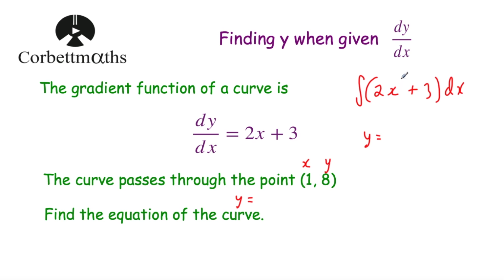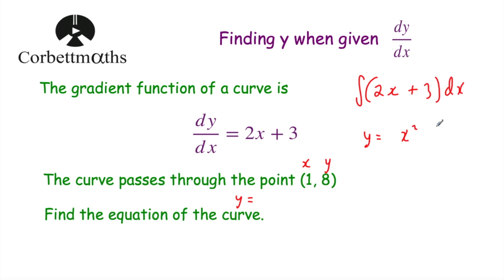We're going to increase it by 1. So it's now x squared. And we're going to divide the coefficient by that new power. 2 divided by 2 is 1. We're not going to write 1x squared, we're just going to write x squared. So we've integrated 2x, and that's equal to x squared.